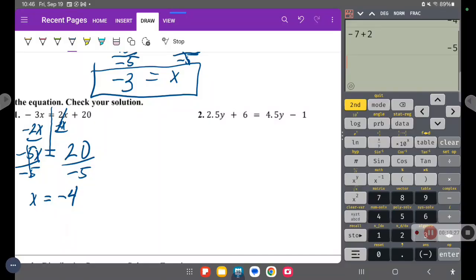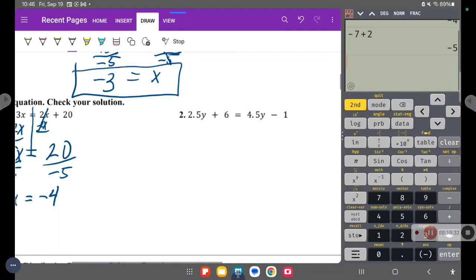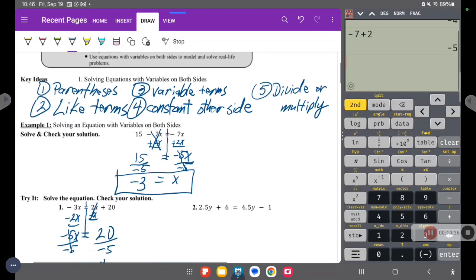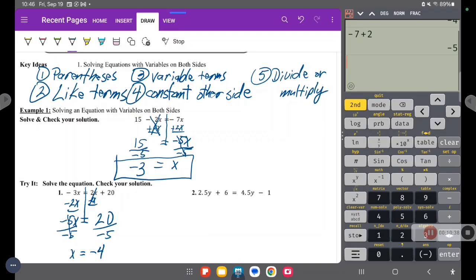So on number 2, they added an extra little bit to this one, but that's why I gave you the steps. If you will follow the steps, they tell you what to do first and what to do next and all those things. So number 1 is parentheses. In this problem, we don't have any like terms, so we split it into the left and right. We don't have any like terms on the left. We don't have any on the right, so we're good there.